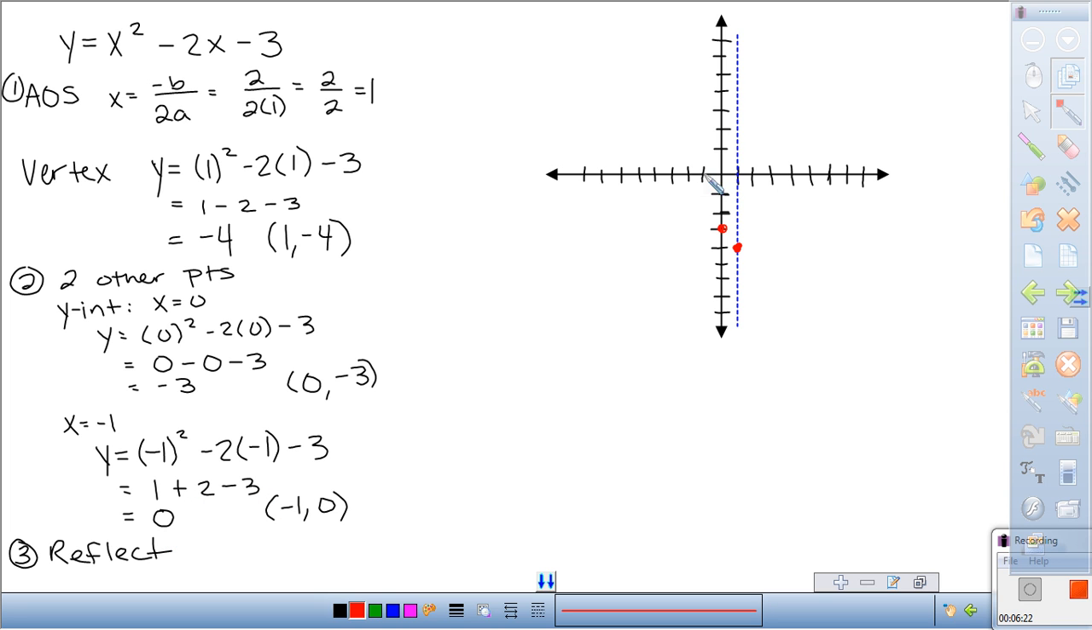So (negative 1, 0). And then finally, you know that you reflect. So I'm going to reflect over my axis of symmetry. This one's 2 away, so my other point's 2 away. This one's 1 away from my axis of symmetry, so my point on this side will just be 1 away. And then finally, you just draw your parabola.